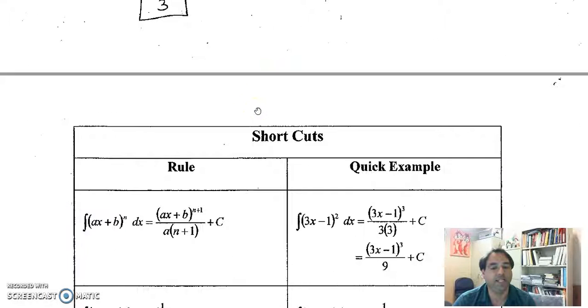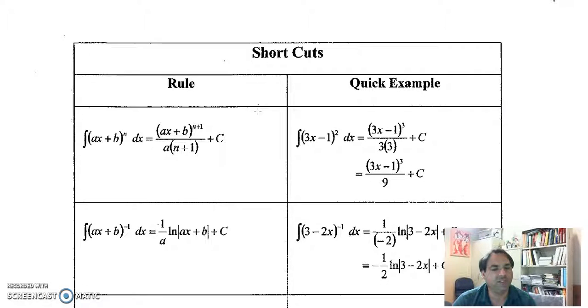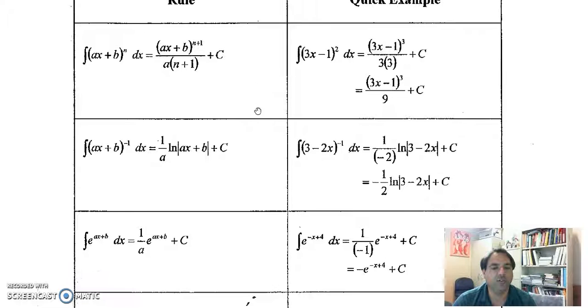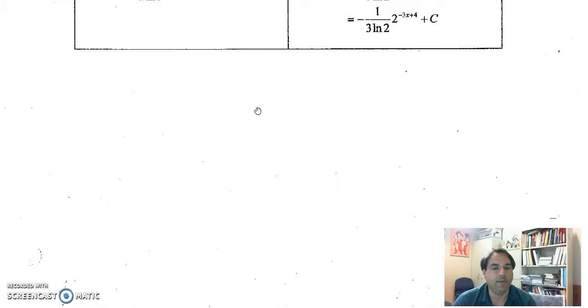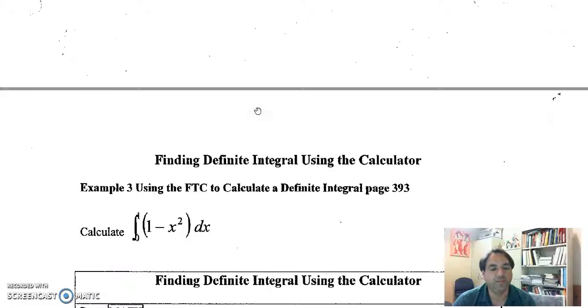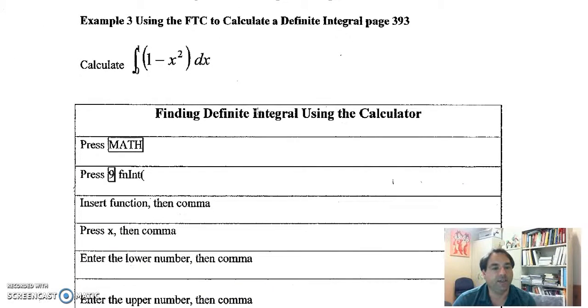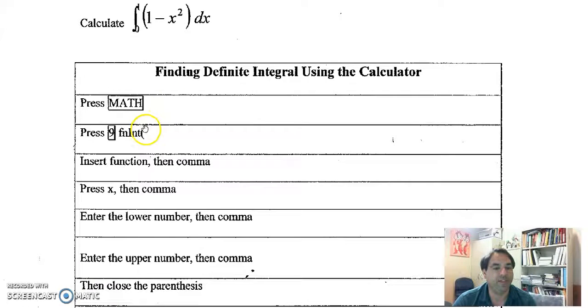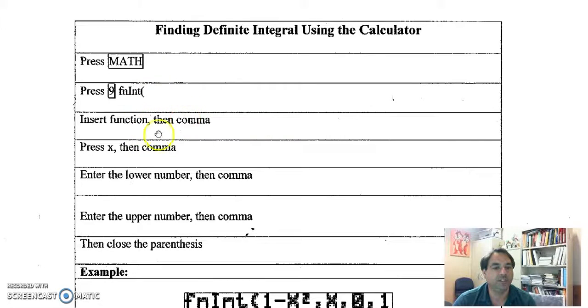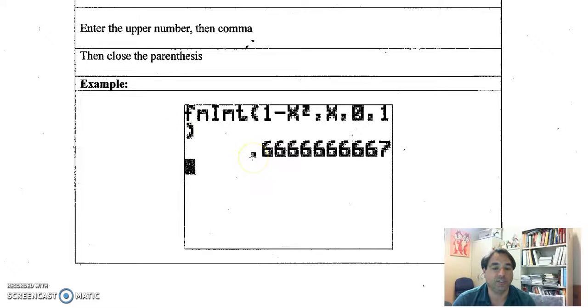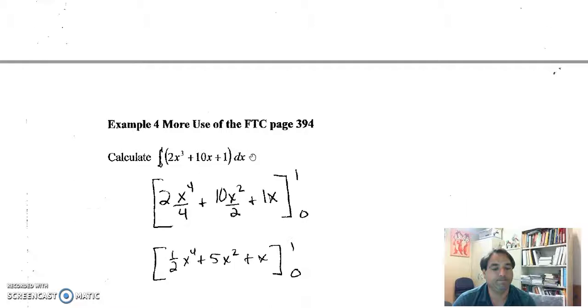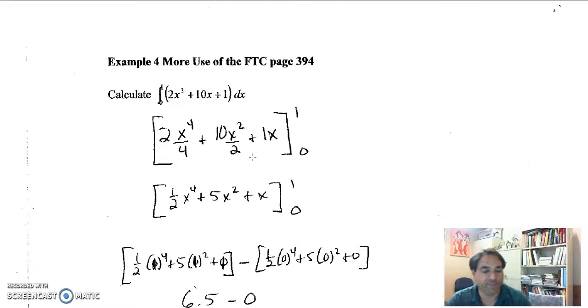Okay, so a nice way to check it. There are some patterns with some integrals, and that's what this page is about, but we're going to skip that. We're going to do it all by hand. But there are some patterns that you could memorize. And again, the example we just did, math 9, put the function, comma x, comma lower number, comma upper number, and it'll give you your answer as well for definite integrals. Okay, so let's do some examples.